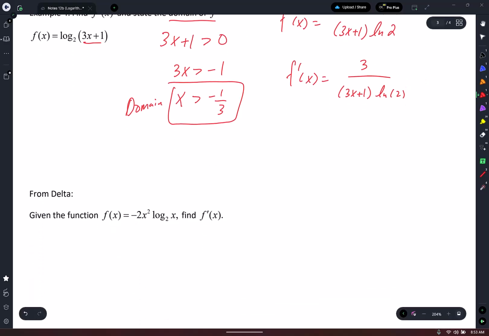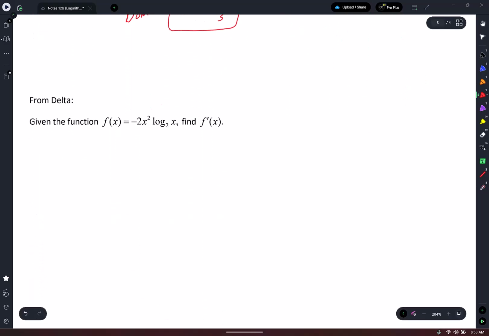From Delta. So these are the type of questions you have on Delta. It wants me to find the derivative. What two rules do I got to use here? Chain and product. Yeah, product and chain. Well, I guess maybe not so much. I guess maybe it's my fault because I said two. Product. And we'll see if we have to use chain.